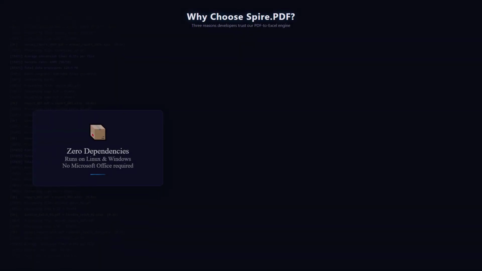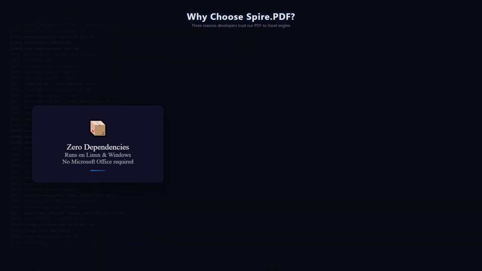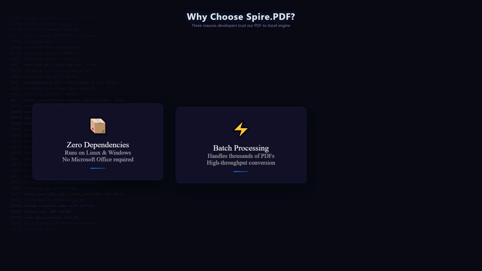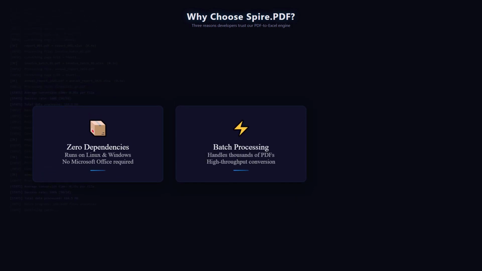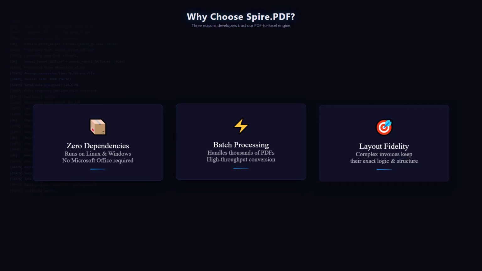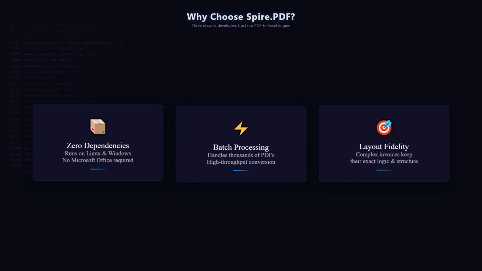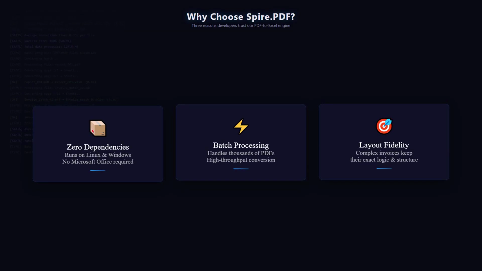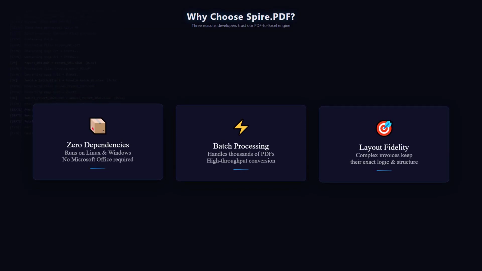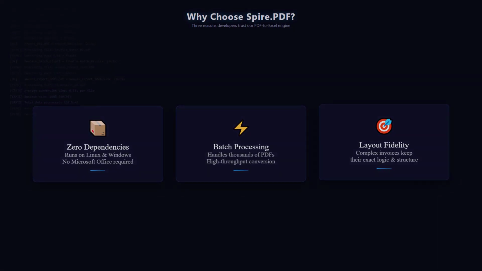Why choose Spire.PDF? 3 facts. First, zero dependencies: runs on Windows, Linux, or Mac without Office. Second, blazing batch speed: handles thousands of PDFs. Third, pixel-perfect fidelity: complex invoices keep their exact logic.